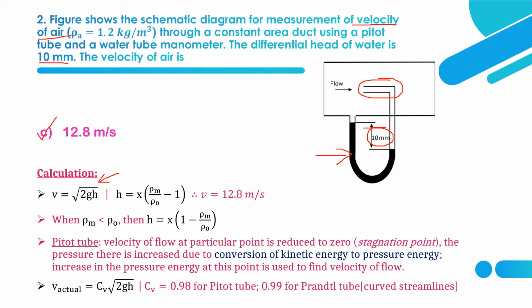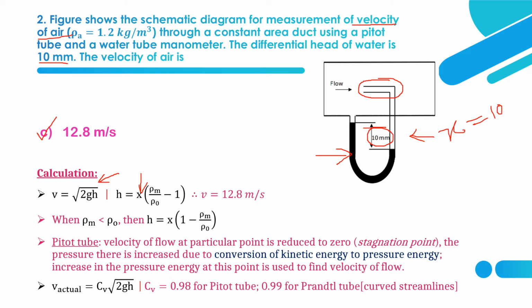What is rho m? Density of manometric fluid. What is rho naught? Density of flowing fluid. So X is the difference in the manometric head. This is the manometric head. X is equal to 10 mm in this case.